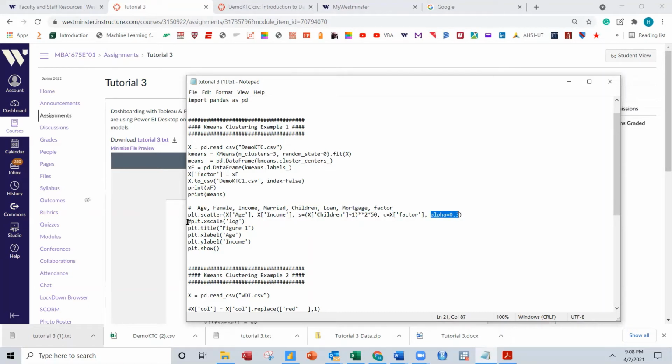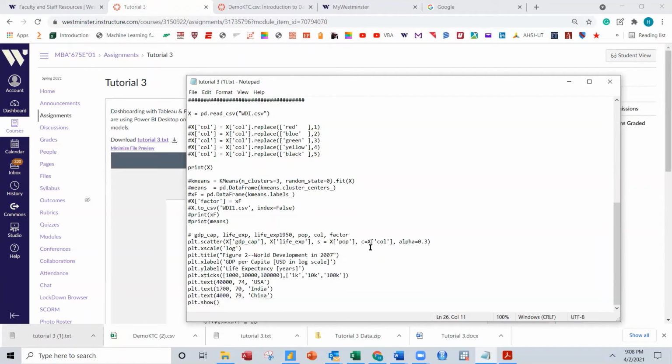And then, yeah, don't actually delete. You don't need to run that. You don't need to do that. So leave that hashtag. And you label it figure 1, and then the X labels age, and the Y labels income, and then you plot show, right?